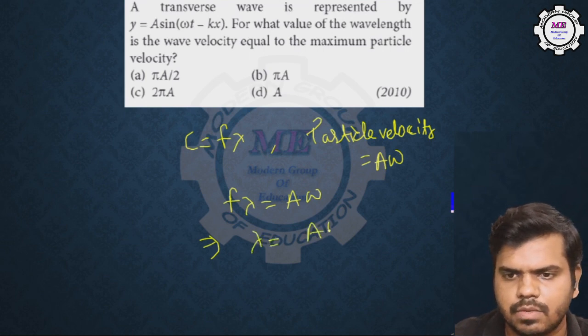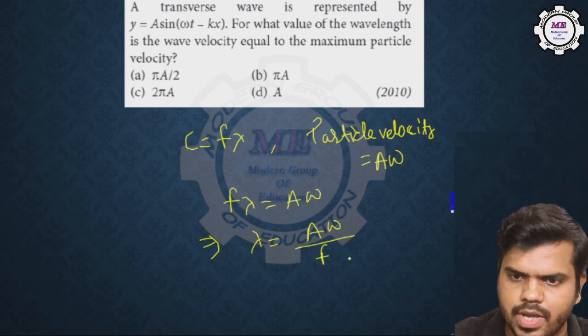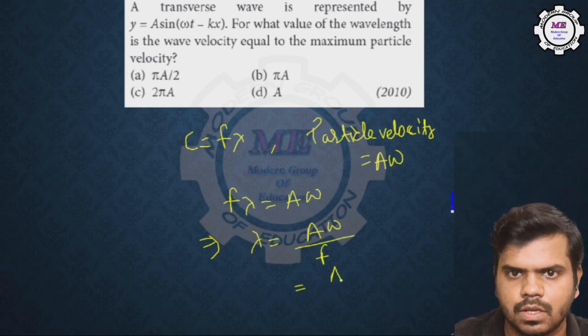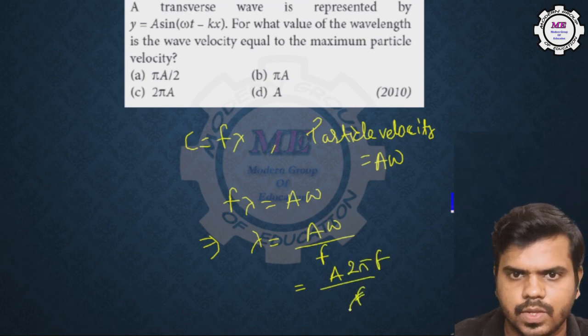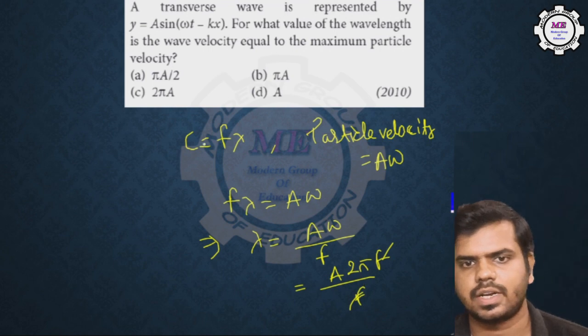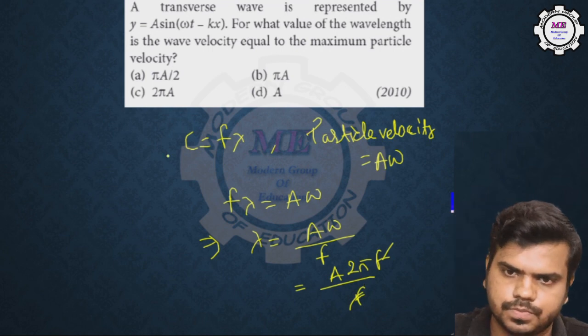So lambda is a omega by f. Omega is 2 pi f. So 2 pi f by f, that means 2 pi into a. So option C is correct, 2 pi a.